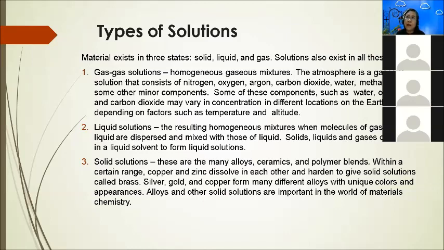Like for example, your jewelry that you say is 18 carats or something. These are solutions of gold and probably copper and other metals. So, solutions of metals are called alloys. Alloys ang tawag dyan. Silver, gold, and copper form many different alloys with unique colors and appearances. Kaya nga pag minsan, di ba, merong gold jewelry na maputla or matingkad, because it depends kung saan siya nakamix.